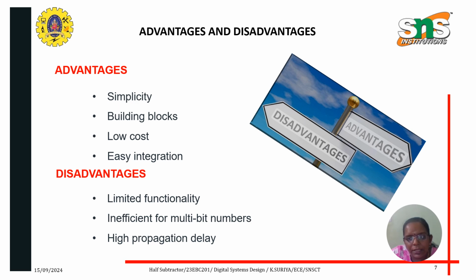Some of the disadvantages are: it can only perform binary subtraction of two single bit numbers and is not suitable for more complex arithmetic operations. For multi-bit numbers, half subtractors need to be cascaded, which increases the complexity and decreases the efficiency of the circuit. The propagation delay of the half subtractor is higher compared to other arithmetic circuits, which can affect the overall performance of the system.